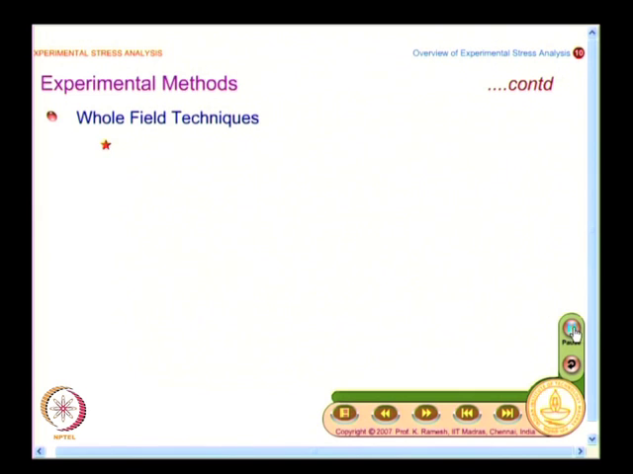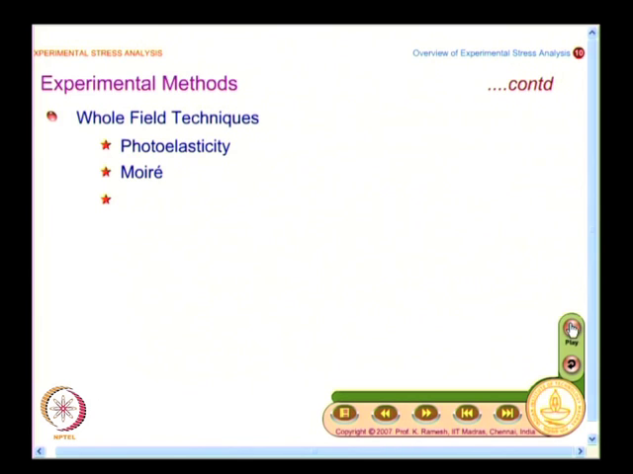And when you look at whole field techniques, one of the very popular and widely used experimental methods is the technique of photoelasticity, and we would see later what information these experimental techniques can give directly, and essentially photoelasticity gives sigma 1 minus sigma 2 contours, and you have moire that essentially gives displacements, and you have brittle coatings that give you direction of principal stress.